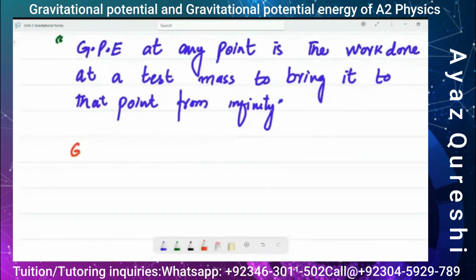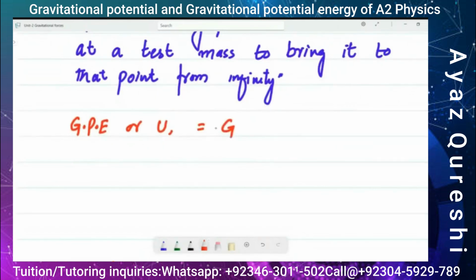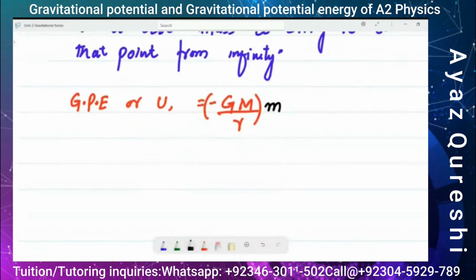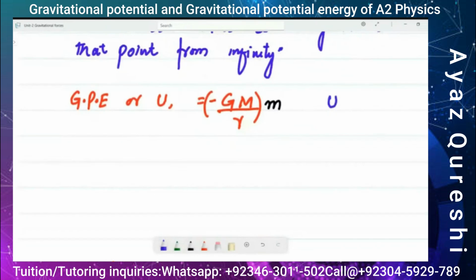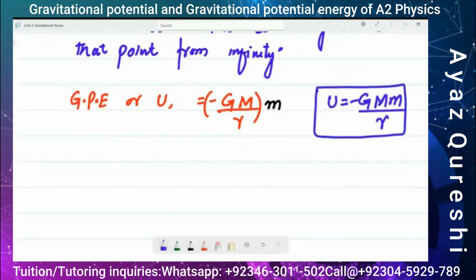Gravitational potential energy is basically represented by either GPE or usually by U. It makes no difference, you can write both of them, and that is equal to negative GM divided by R. And because you are going to work on a small mass, you will write small m with this. So the formula you have to remember is that gravitational potential energy is negative G capital M small m divided by R. Okay, it is not R square, it is R.